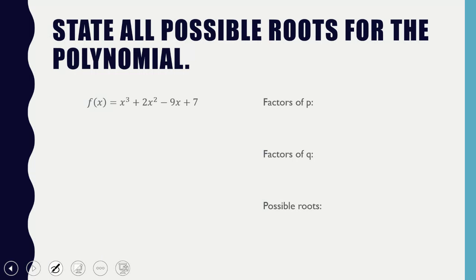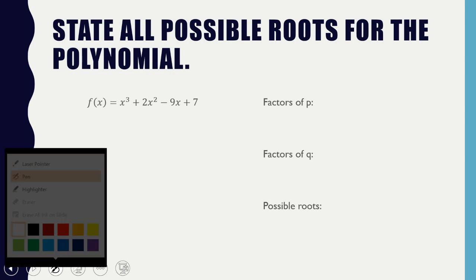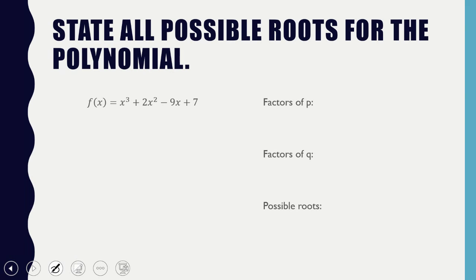So let's talk about this polynomial here. We've got x cubed plus 2x squared minus 9x plus 7. The constant, or the p, is 7. The factors of 7 are 1 and 7. Don't forget that you have to have the plus or minus, because it could be positive 1 times positive 7, or it could be negative 1 times negative 7. We don't know, so we have to include both, okay?